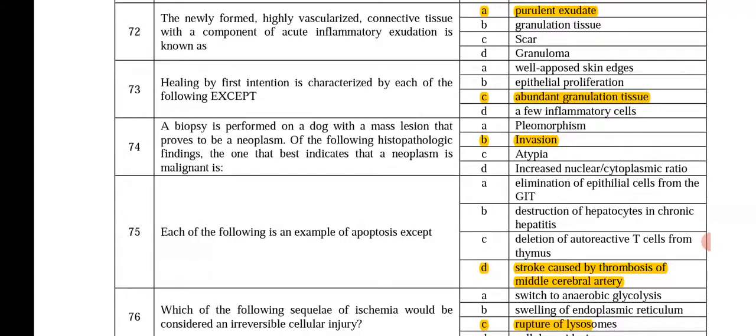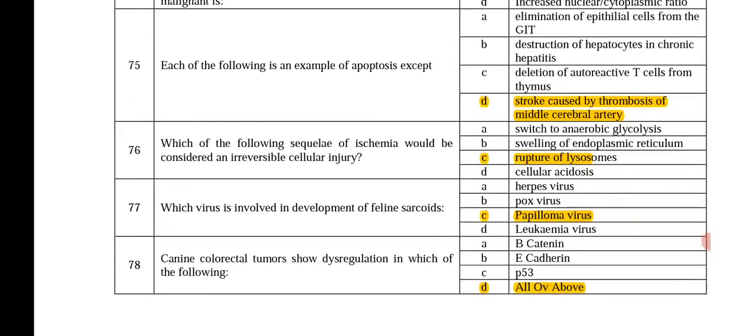A biopsy is performed on a dog with a mass lesion that proves to be neoplasm. One of the following histopathological findings that indicates the neoplasm is malignant is invasion. Each of the following is an example of apoptosis except stroke caused by thrombosis of middle cerebral artery. Which of the following sequelae of ischemia would be considered an irreversible cellular injury? Rupture of lysosomes. Which virus is involved in the development of feline sarcoids?